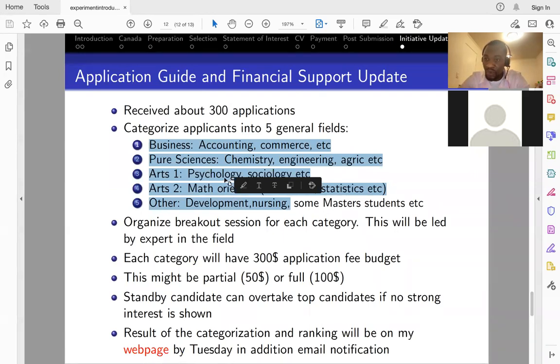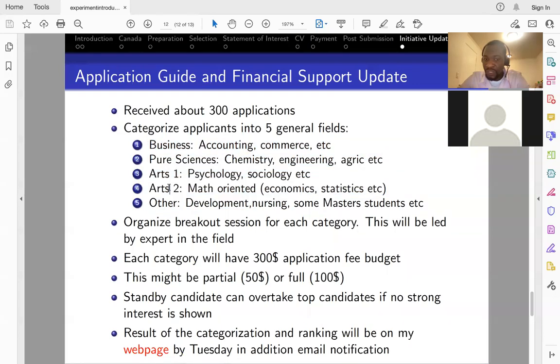And I have the arts one. These are the psychology and the sociology students. I have the arts two, which is the math-oriented ones, which is the economics, statistics, and the rest. And then I have the other fields that I wasn't really able to narrow down. So development studies, I think most of them were coming from UDS as well as tech, nursing, and some master's students who also want to continue with their PhD. So these are five categories.